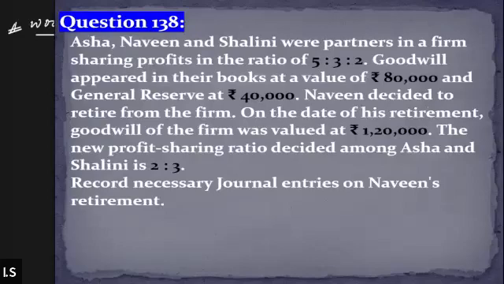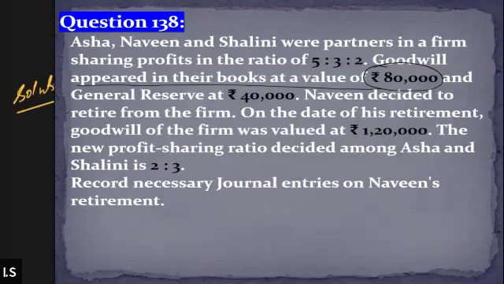All right. So tell me the treatment of the goodwill that appears in the book. How did you treat the goodwill that is appearing in the book? Write it off in the old profit sharing ratio. All right. So when you write it off in the old PSR, how much will each partner have to bear? 40,000, 24,000, and 16,000, right?